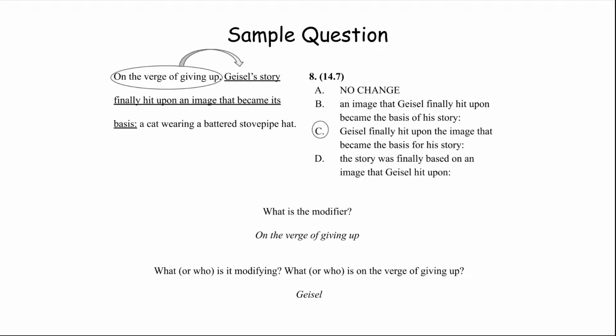So what we see here is a different starting word in each of these answer choices, which can be a clue that you're looking at a modifier question. To answer choice A, is Giesel's story on the verge of giving up? Probably not. Is an image that Giesel finally hit upon? I don't think the image is giving up. C said Giesel, that's our subject, so he would be giving up, that makes sense. Versus D, the story probably isn't giving up either. That's why answer choice C is our best bet, because it's the only one that has our modifier correctly modifying Giesel.